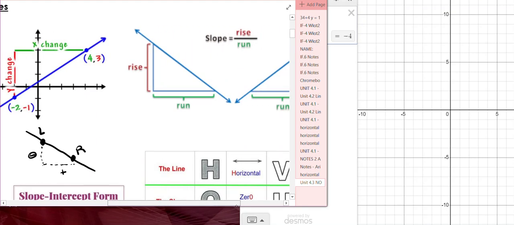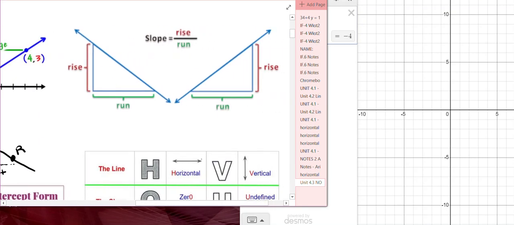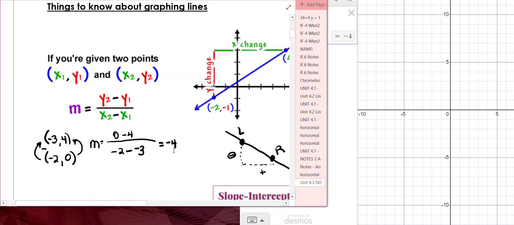See what else we have. Oh, there it is. Right? And they like to do this on this side, but yeah. We do the rise first and then the run. Okay. Let's see what else we have in store.